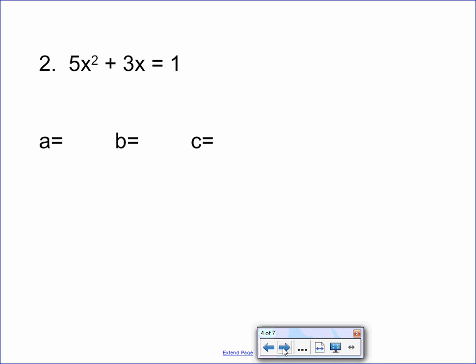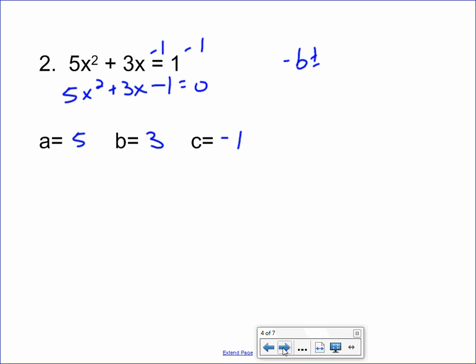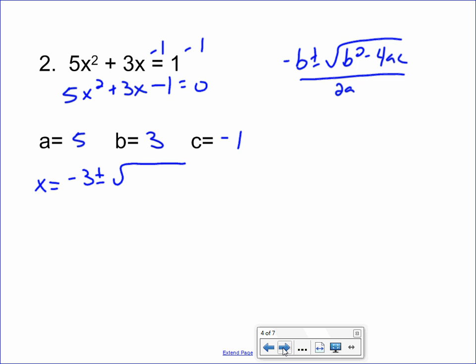Okay, if I took a look at this one, obviously we have to get it in standard form, so I'd want to subtract the 1 first. So I get 5x squared plus 3x minus 1 equals 0. So I have a 5, a 3, and a negative 1. Again, I'm just going to write it out up here so we have it. Sometimes it's just nice to have it written down so we can see what we're plugging in. So I'd have x is equal to negative 3 plus or minus the square root of 3 squared minus 4 times 5 times negative 1, all over 2 times 5.